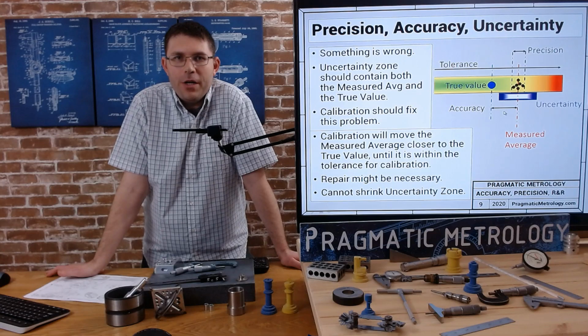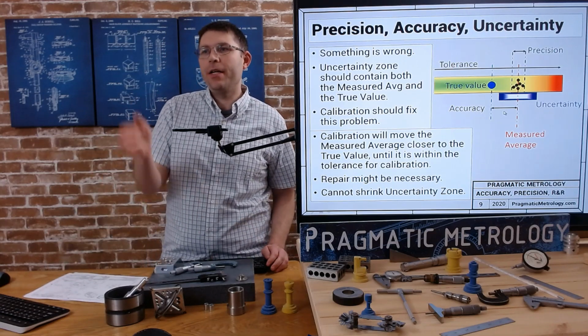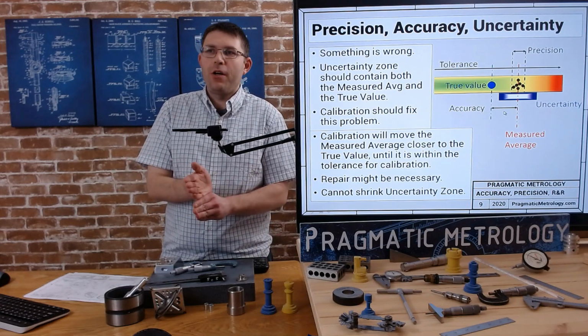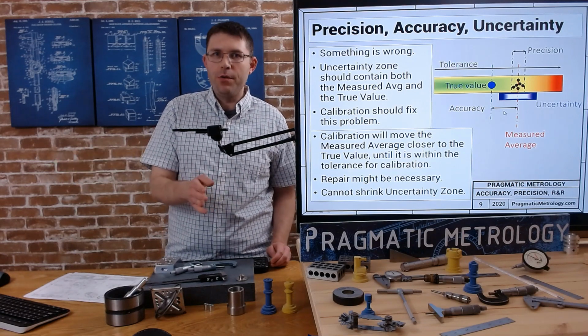And I think calibration would fix this error to where that blue accuracy dotted line and the red average dotted line would end up on top of each other or pretty darn close. And then the uncertainty zone would move with it. The dots would move with it.